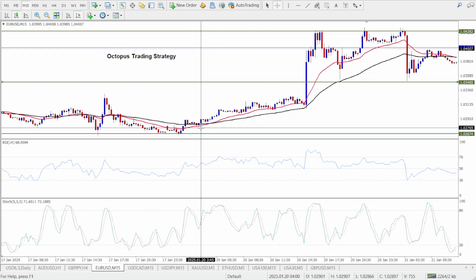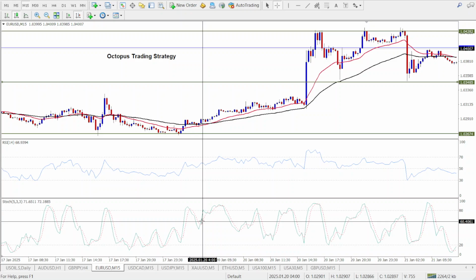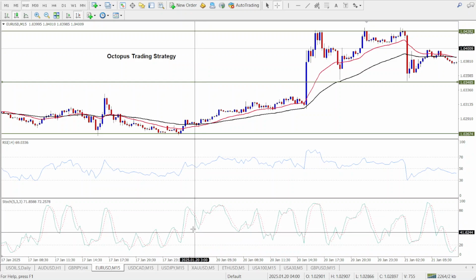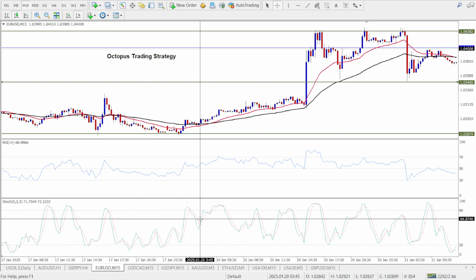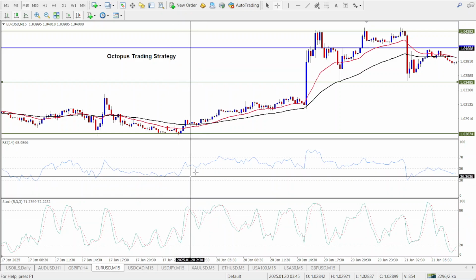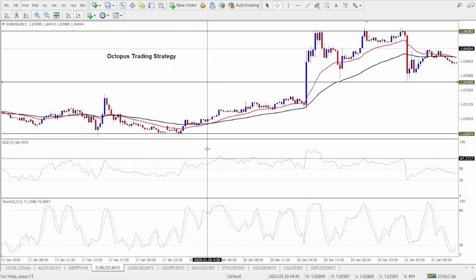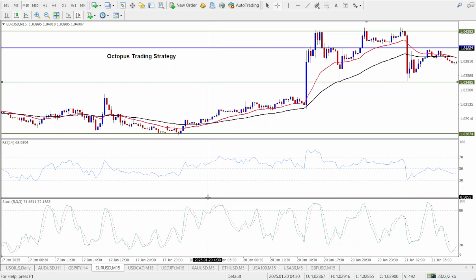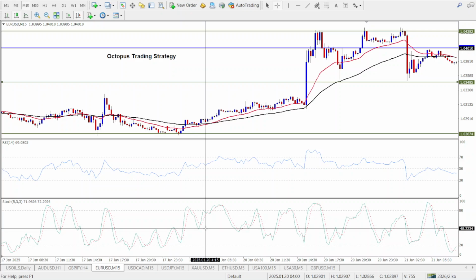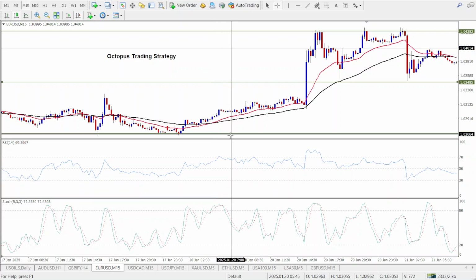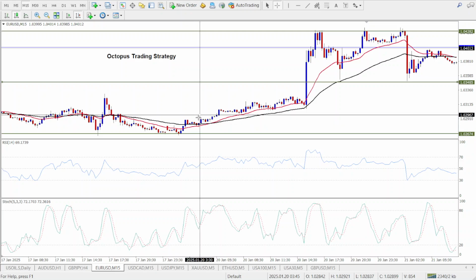All right. So after getting that confirmation, we have to watch out for the stochastic oscillator giving us a buy signal, right? When the main line crosses above the signal line, and then the RSI trending upwards. If you have the RSI value above 50, then that's a good one, right? So you get your confirmations from the moving averages, the RSI, and the stochastic oscillator, in addition to price action.